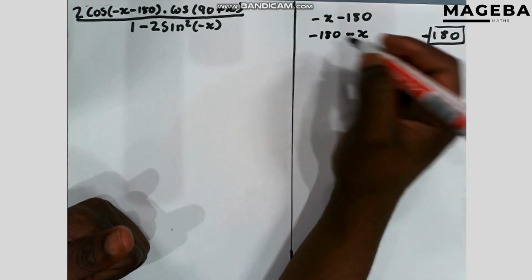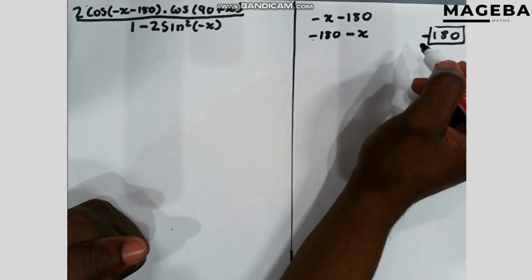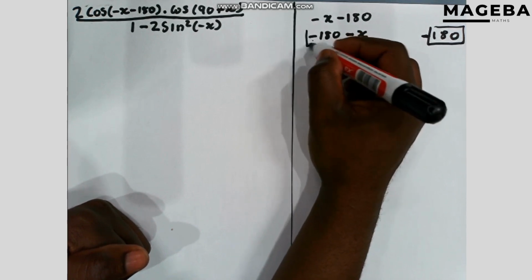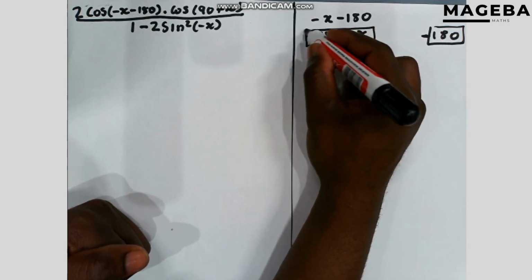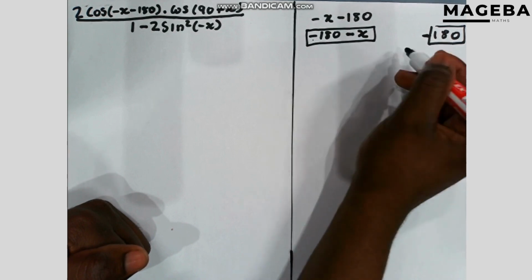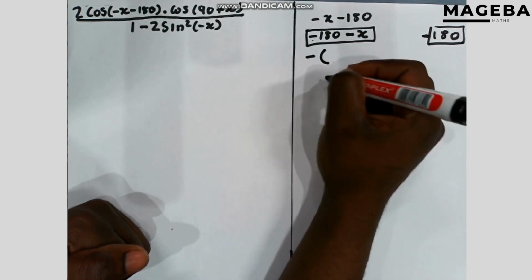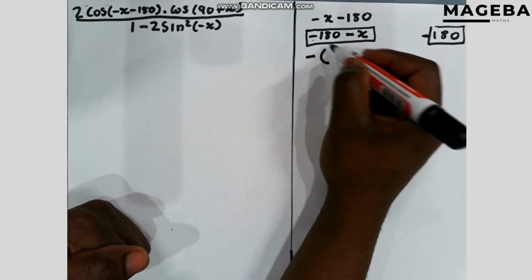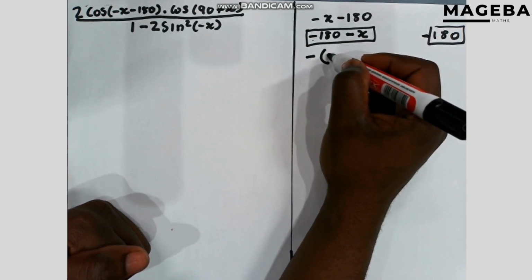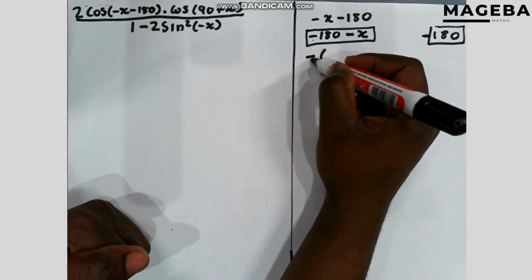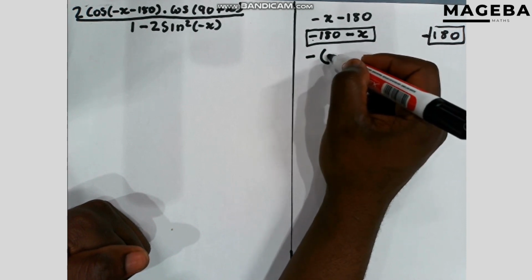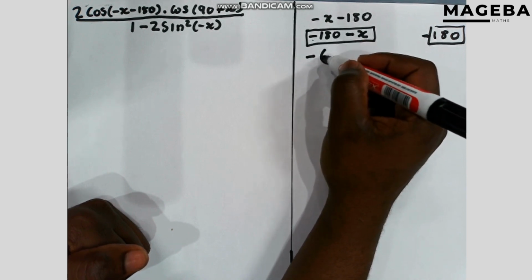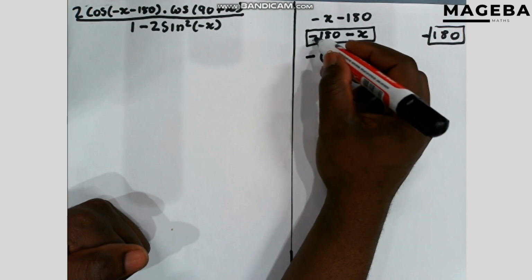Now the problem is we have this negative. In order for us to get rid of this negative, we need to take out the common factor of a negative sign. How do you take a common factor? Just take the negative. After taking the negative, what are we supposed to put here? Negative times negative gives positive, so you can't put negative. Negative times positive gives negative.